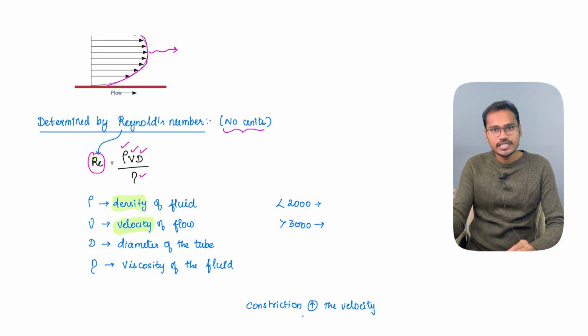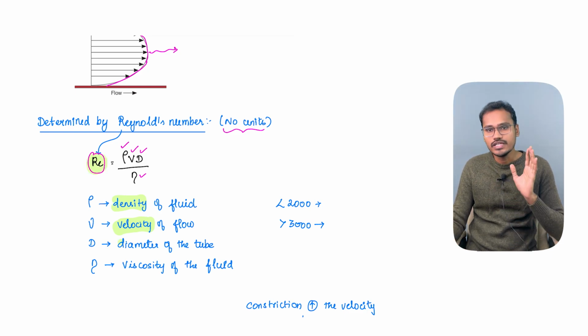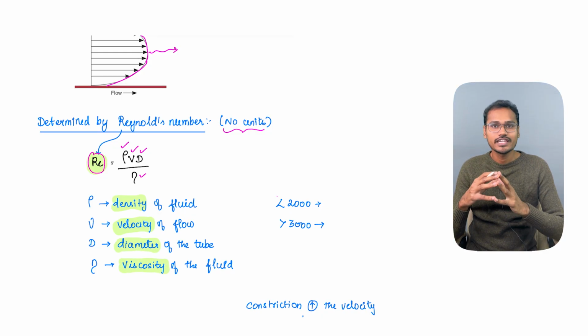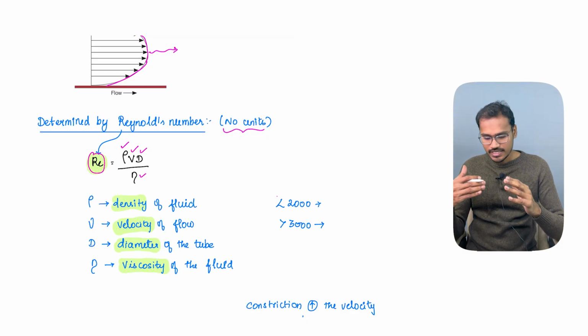As and when the velocity increases, as you can see here, both of them are in the numerator, so the Reynolds number will also increase. Then the diameter of the tube. Finally, the viscosity of the fluid. If the fluid is viscous, it is not going to create much turbulence. That is why it is in the denominator. The rest of the factors like density, velocity and diameter will help to create the turbulence.